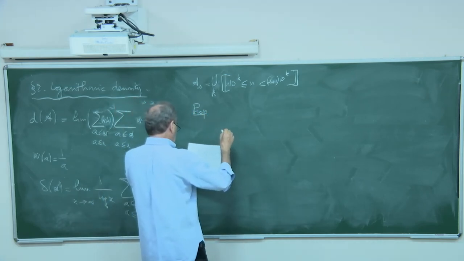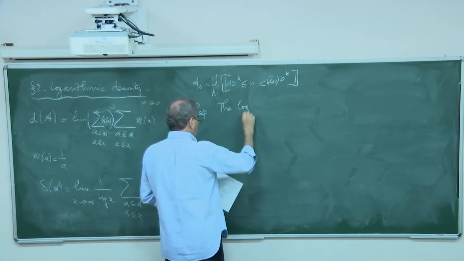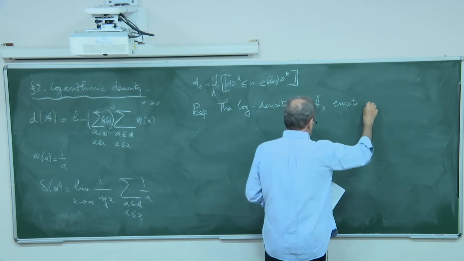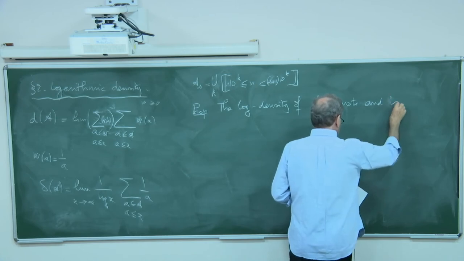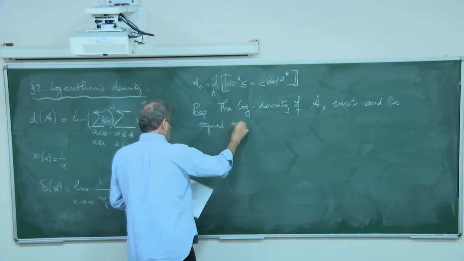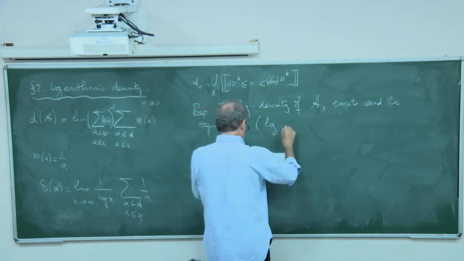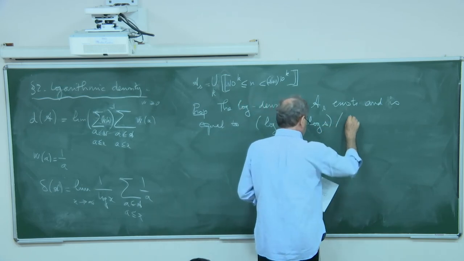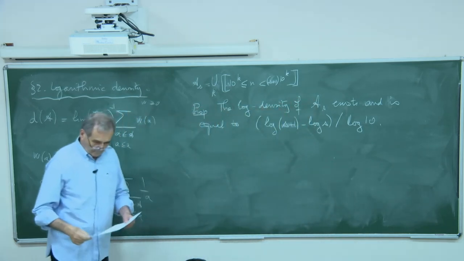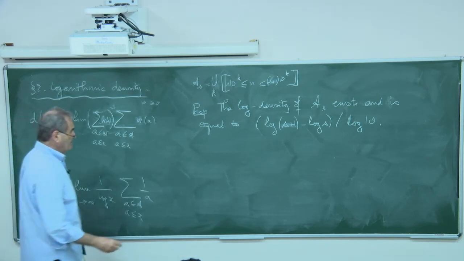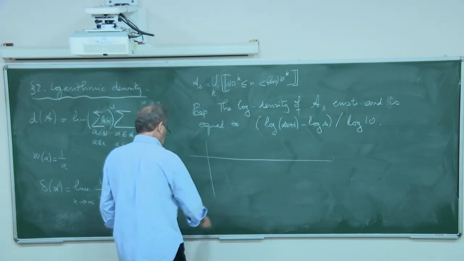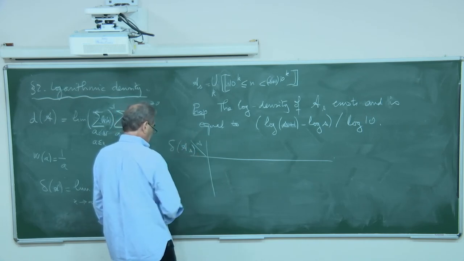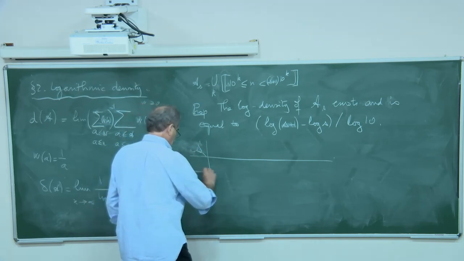that you have the following proposition, that the logarithmic density of A_s exists and is equal to log of s plus 1 minus log s, divided by log 10. And this is interesting because if you are looking at what is this density, so you put s here and you put the density of A_s.